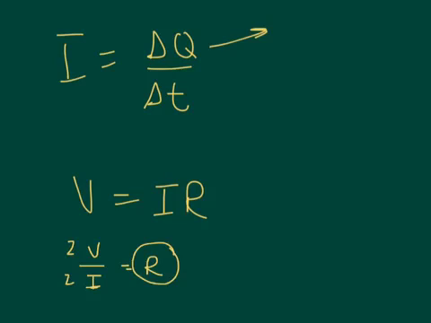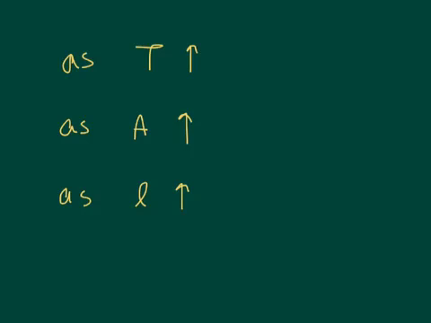What else about resistance? We had 4 things that affected resistance. What are they? Temperature. One of them. I just want to go in order. Cross-sectional area. What else? Length. And then finally materials, which is different.